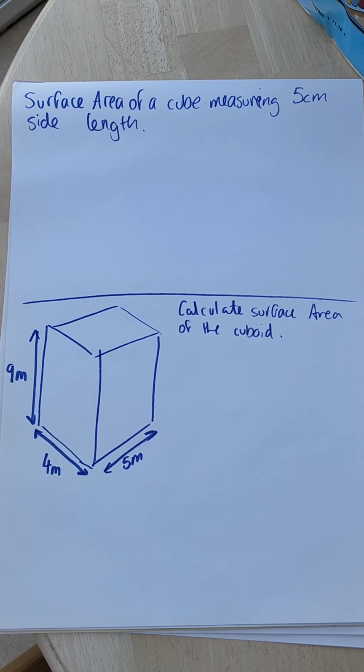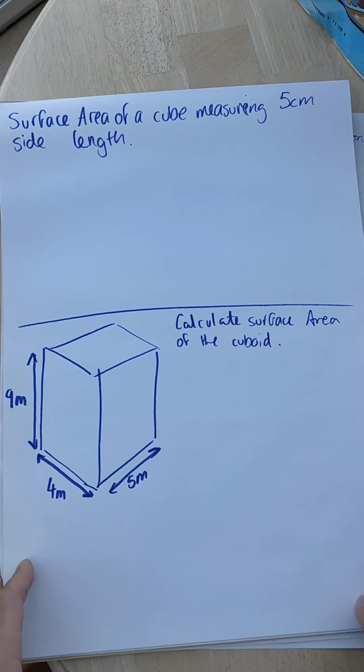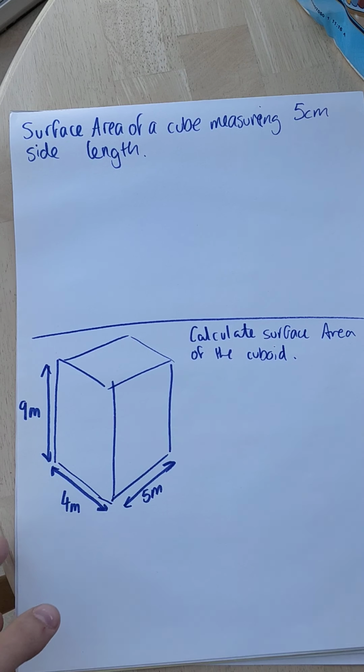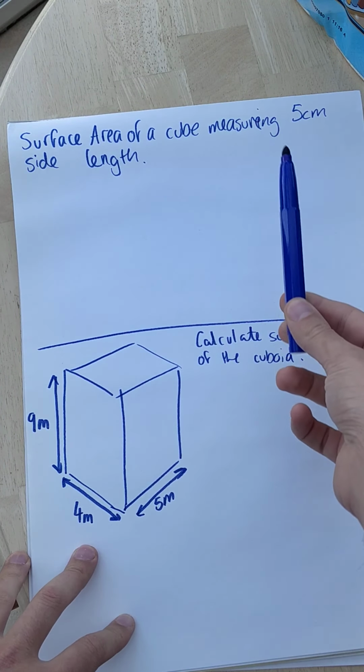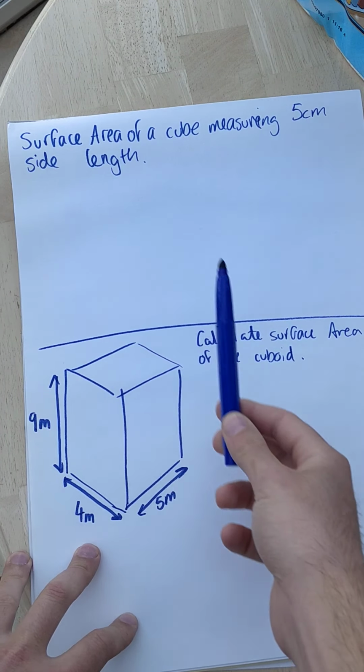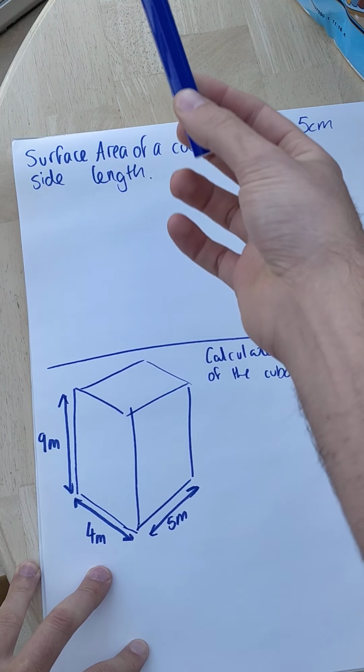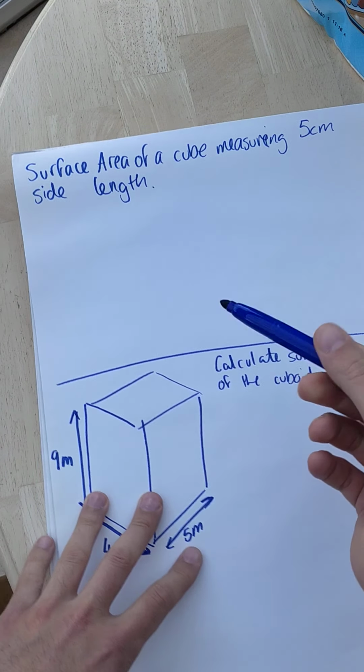Right, so what I'm going to go over in this one is the surface area of cubes and cuboids. Both very, very similar. So, surface area of a cube measuring 5 centimeters side and length. Surface area means the area of the entire outside.